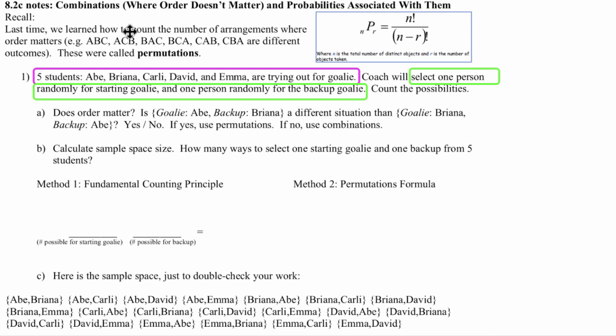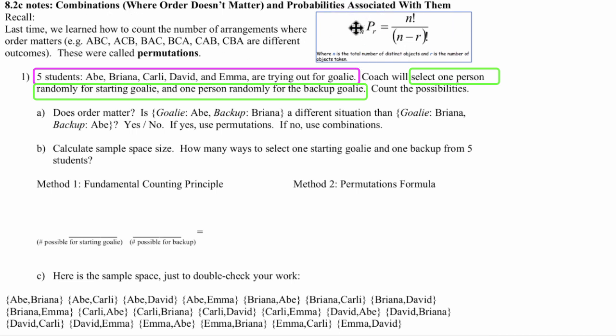Just as a brief review, last time we learned how to count the number of arrangements where order matters. That's kind of a hard phrase to understand, but what it means is if you have ABC, that would count as a different thing than ACB, which would be different than BAC, BCA, CAB, CBA. These are all different things. If you want to count these all as different things, that's a permutation. Order matters, like first, second, third, or king, queen, jack, or best, second best, third best.